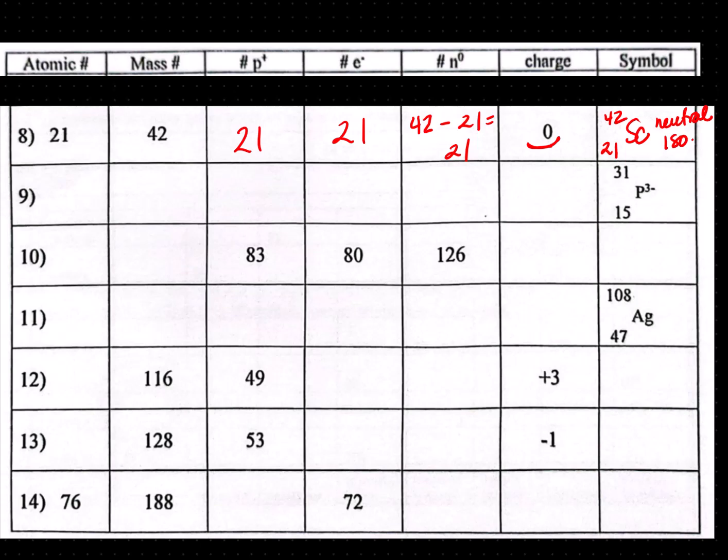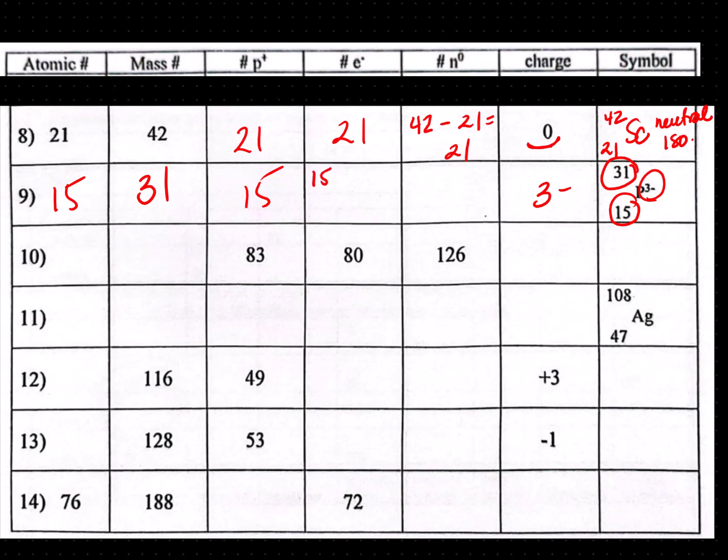31, 15, this is phosphorus. The atomic number is the bottom number, so that is going to be 15, which gives us the number of protons. Our mass number is on top, which is 31. The charge of phosphorus is 3 minus, so this is an anion. This tells you the number of protons and electrons will not be equal. There will be more electrons than protons.